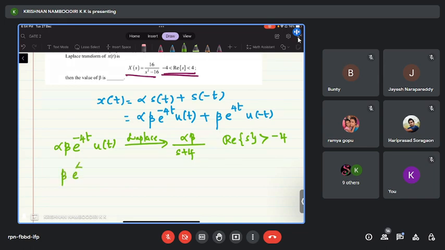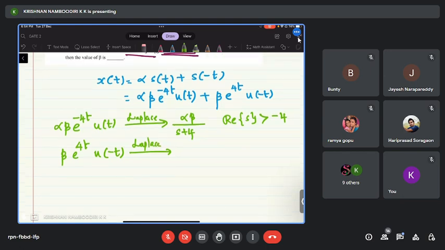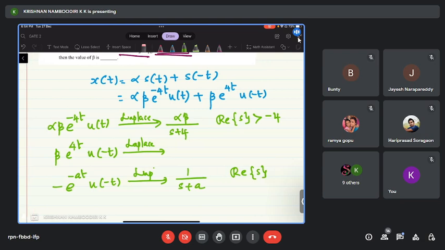Now beta e power 4t u of minus t has a Laplace transform. So basically minus e power minus at u of minus t has a Laplace transform 1 by s plus a with real part of s less than real part of minus a. Correct? Real part of minus a is minus real part of a. This is what we have seen previously.